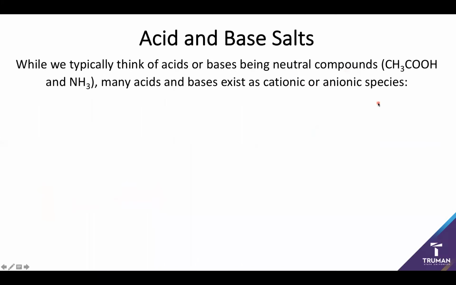Most of the time when we're thinking about acids or bases, we're thinking about charge neutral compounds, such as acetic acid or ammonia. However, it turns out that most acids and bases tend to exist as cationic or anionic species, which makes sense because for every neutral species, there's going to be a charged conjugate. For example, acetic acid generates the conjugate base acetate, which is going to be negatively charged, and with that extra negative charge can go out and grab a proton.